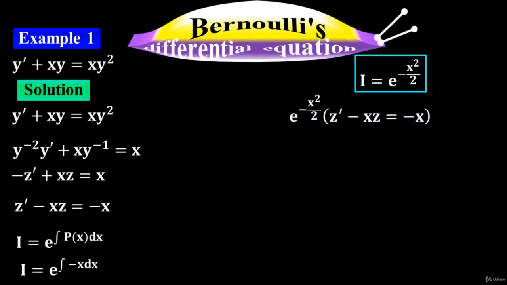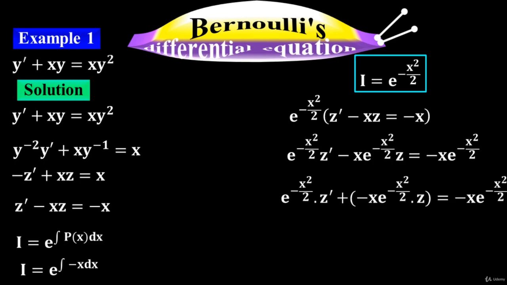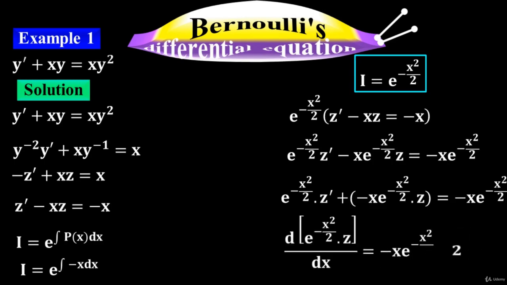The process under this is different compared to the technique that we did in the previous problem. Here I'm going to multiply the new equation z prime minus x times z equals minus x by the integral factor e to the minus x square over 2. Do multiplication. I have now e to the minus x square over 2 times z equals minus x times e to the minus x square over 2.